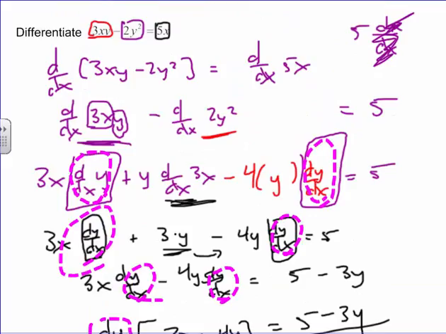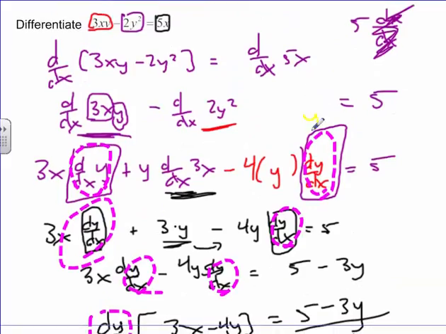Now, some teachers and some people will actually just write it as y prime. They'll write all of the dy over dx's as y prime. I suggest not to do that. And probably don't do it in yellow either, because I can hardly see that.